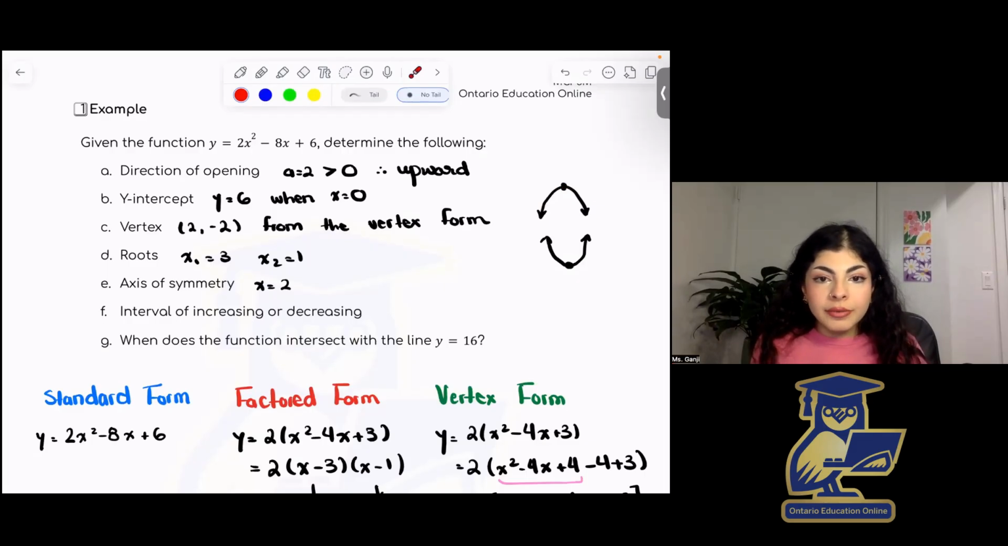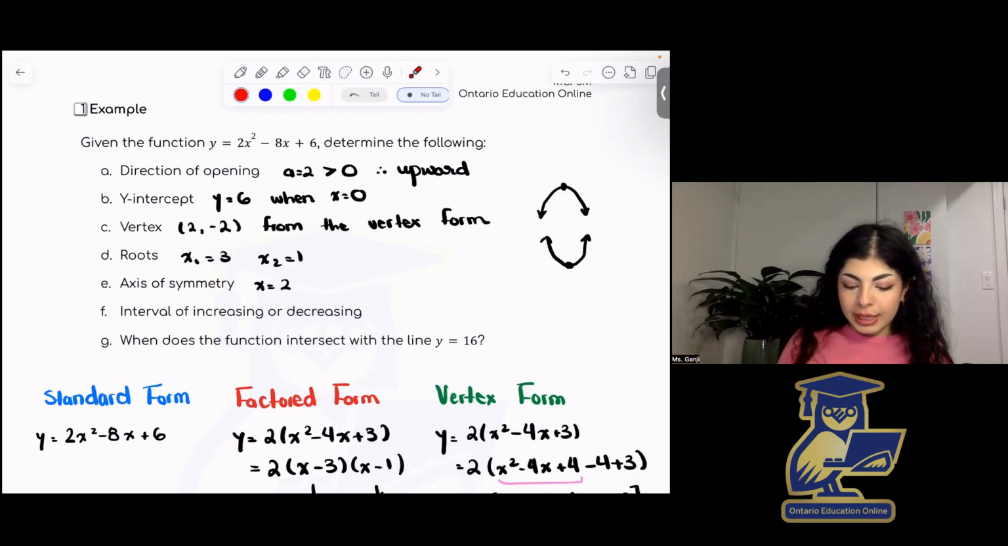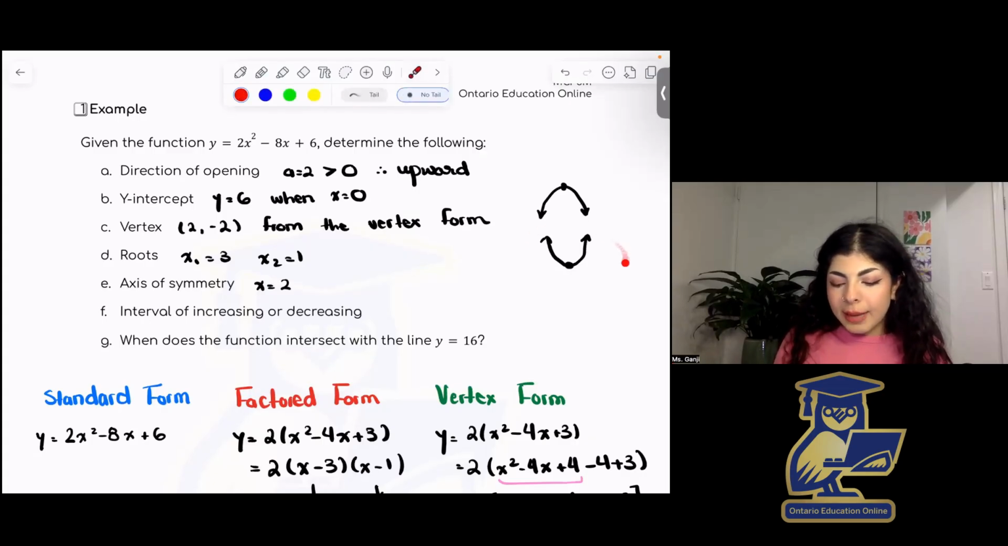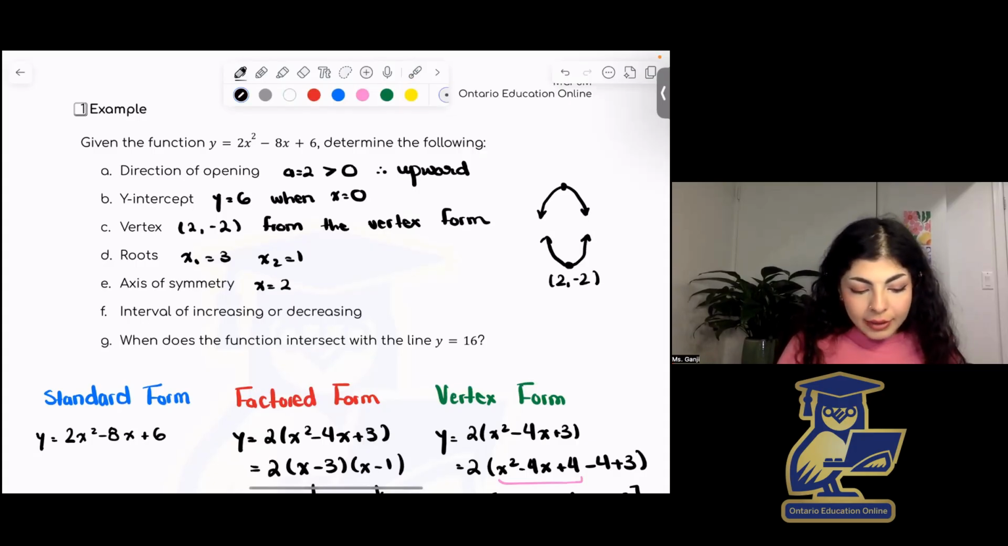So in parabolas facing downwards, we start with an increasing interval, and then at the turning point, the vertex, we switch. Now we're going downwards, so we are decreasing. And in parabolas that open upward, we start with decreasing, and at the vertex, our turning point, we begin to go upwards, so increasing. In this parabola, we know that we have a direction of opening upward, so this is that second example here. And now I know that my vertex is at 2, -2.